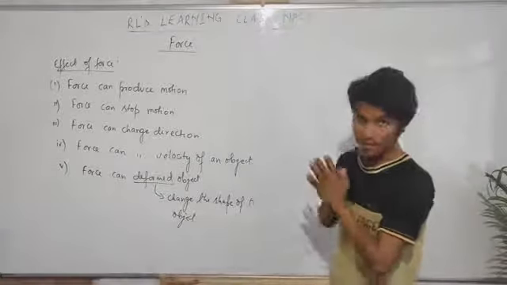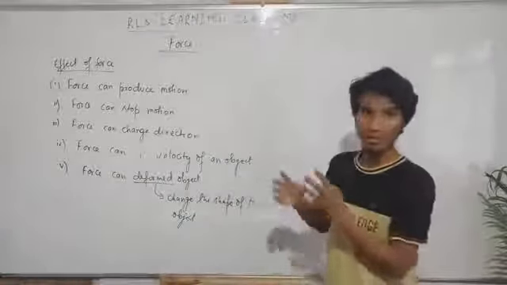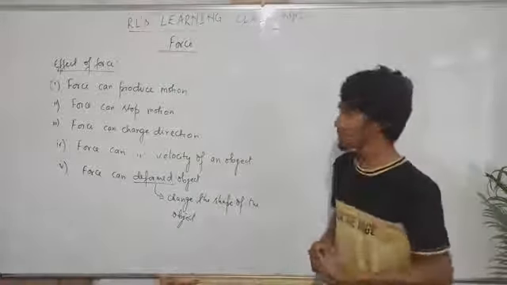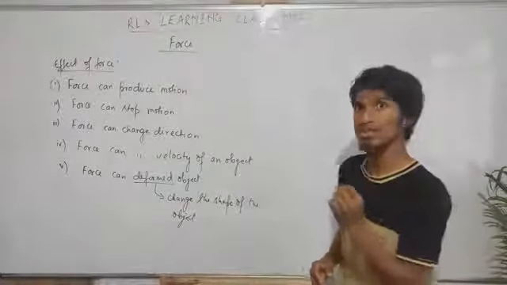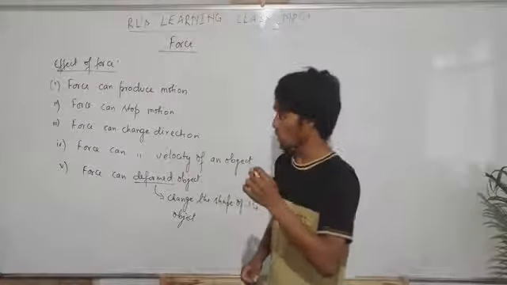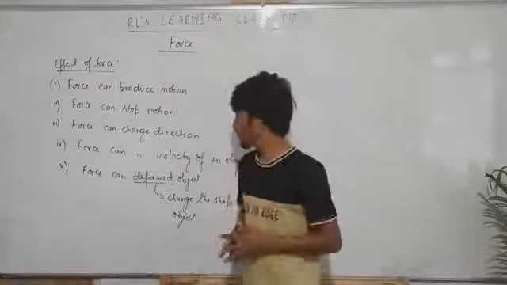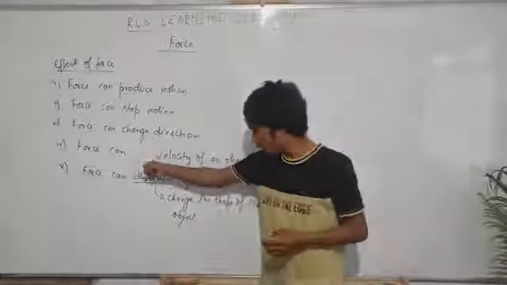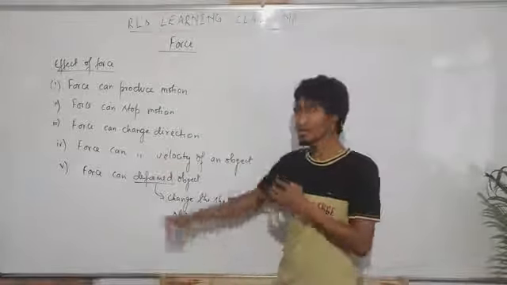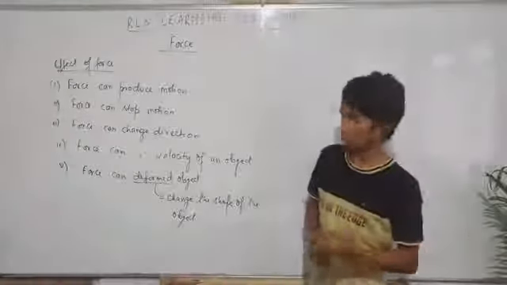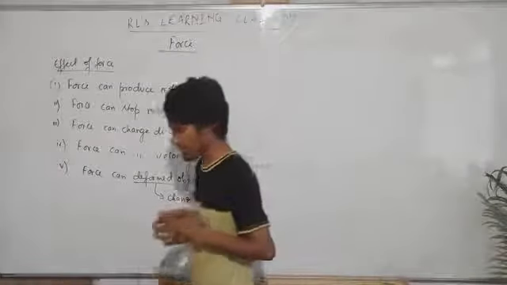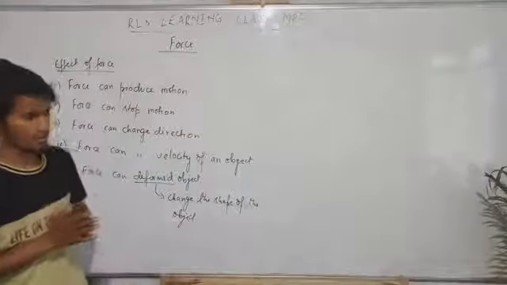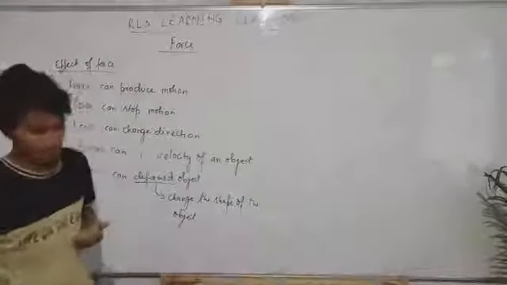Then you write that definition. I won't write it here because I've already detailed it again and again. Force is an external agency which tends to change the state of rest or of uniform motion, or change the direction of the object, and even change the velocity of the object, and also deform the shape of the object. That is called force. Then forces are of two types: balanced and unbalanced force. Okay, what are balanced and unbalanced forces?